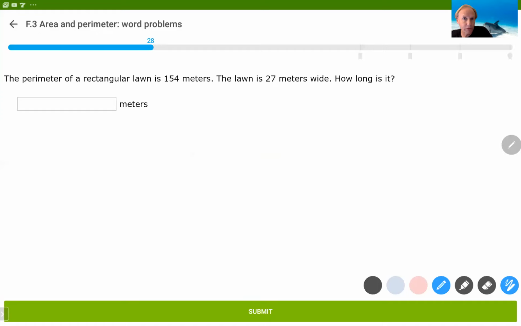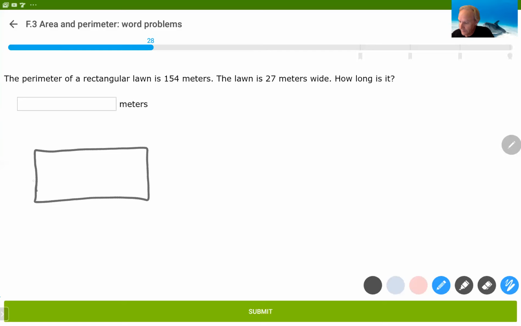Oh, this one's a little more interesting. Oh, this is much better. Okay, so this one actually requires us to follow the steps because we are given a perimeter of a rectangle. It's fairly difficult, and it tells us the width. So in this case, I'm going to draw a diagram. It's a pretty big rectangle.